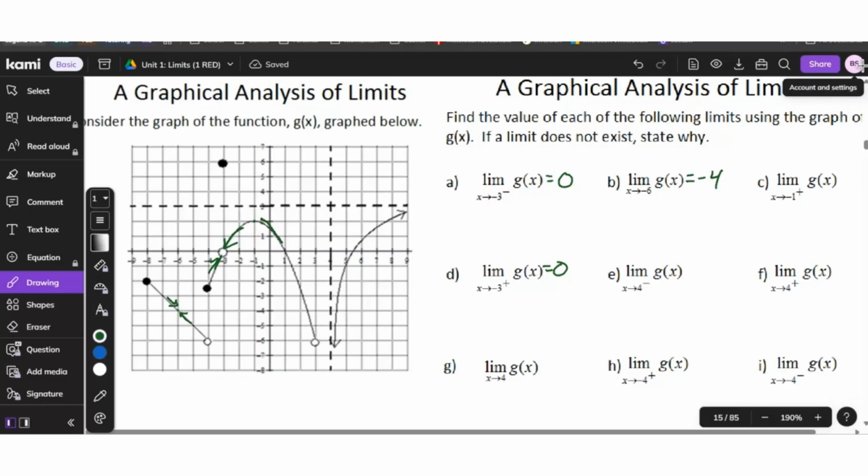All right, so -1 from the right-hand side. What are we approaching? 2. I heard somebody say it. Yeah, it's 2. All right.